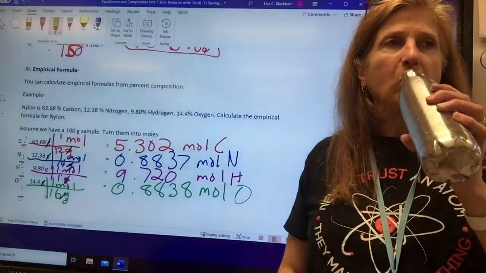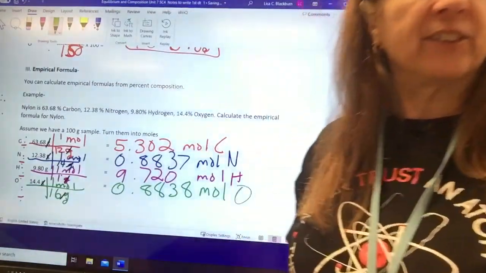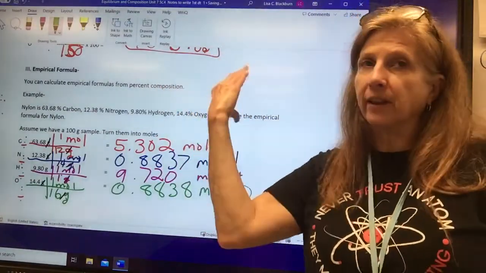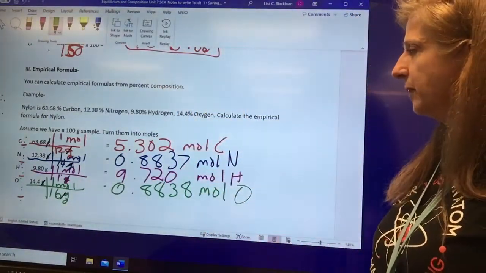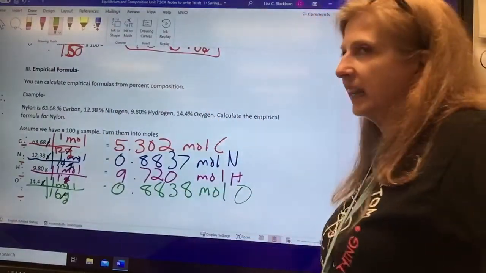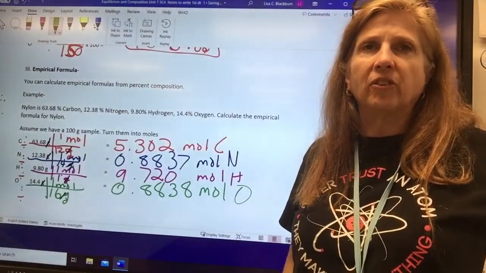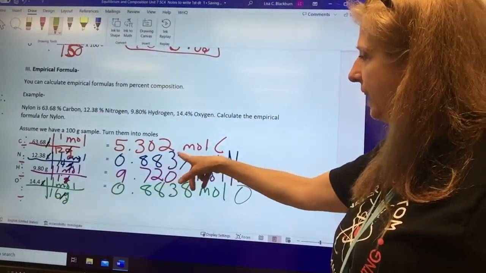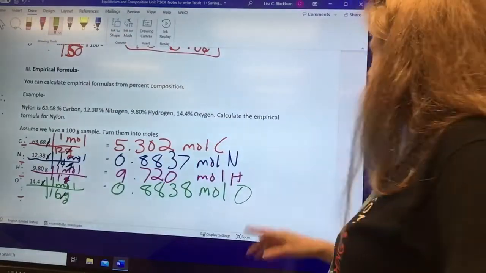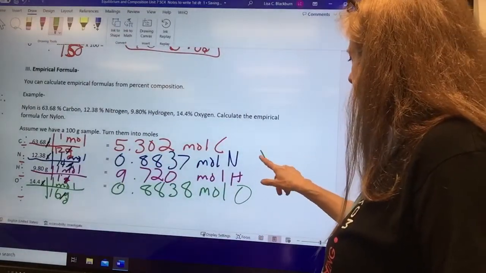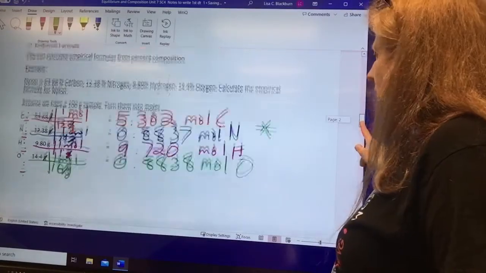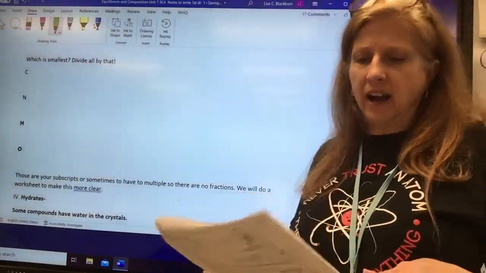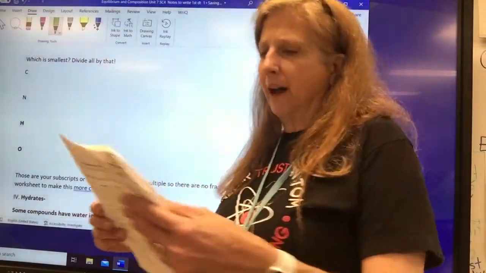Okay, here's the next part. This goes back to 3rd grade. Remember greater than, less than? That's Pac-Man, greater than, less than. We look at them and we say, which of these is the least? Which number is the least? It's the nitrogen, 0.8837, right? Everybody good so far? Okay, so he's our winner. He gets a little star by him. The winner of who is less. You find the smallest, and then you divide all of your answers by that.